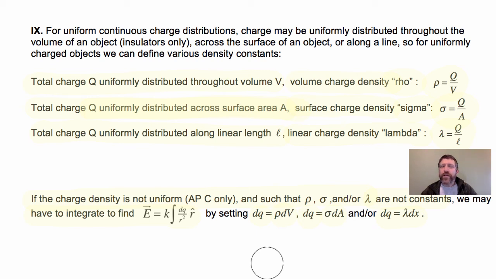So that's all we actually have to deal with for AP Physics 1 or 2. But for AP Physics C, we have to now be able to do integrals to determine fields around some uniform and non-uniform charge densities. So that'll be in the next video.